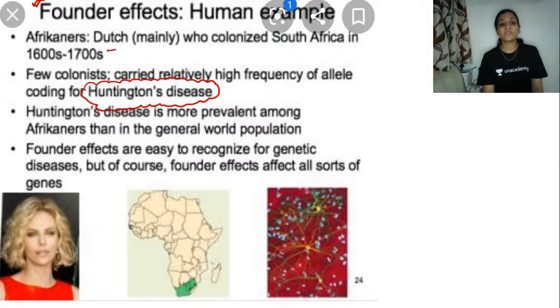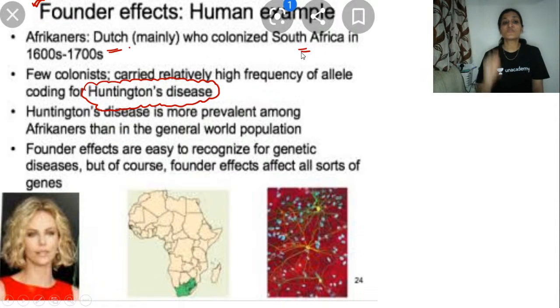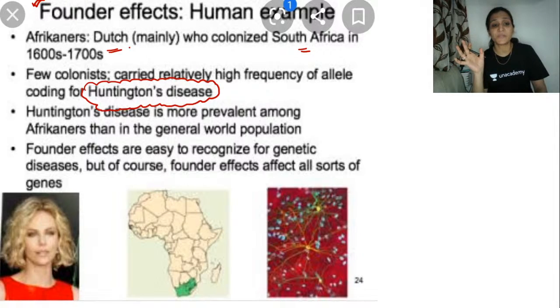So it is about the Dutch who colonized South Africa, and this is also dating back to the same era where we have seen porphyria. A few colonists carried a relatively high frequency of the allele responsible for Huntington's disease. So Huntington's disease became more prevalent amongst the Africans as compared to other people in the world.